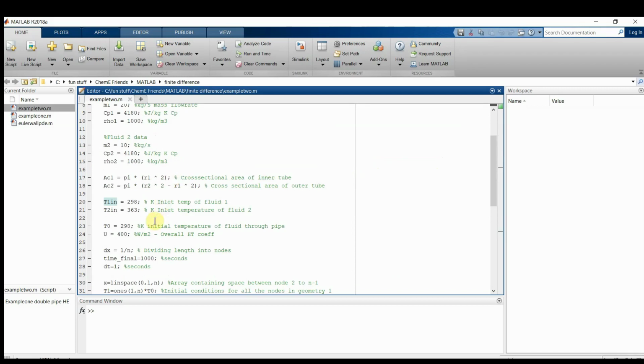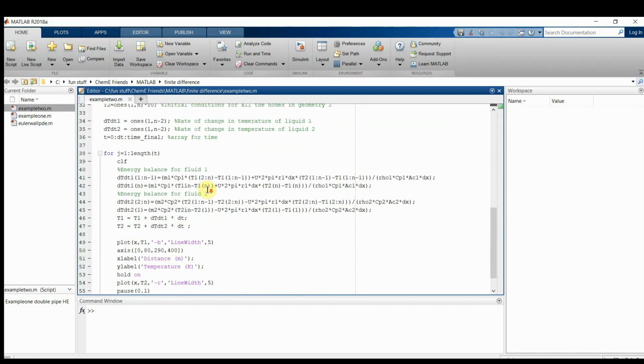As you might remember, it is the boundary condition for our inlet of the cold side, the tube side fluid of the double pipe heat exchanger. So in this case we'll have T1n, and this will give the derivative of temperature with respect to time for fluid 1.